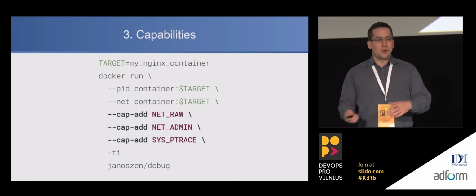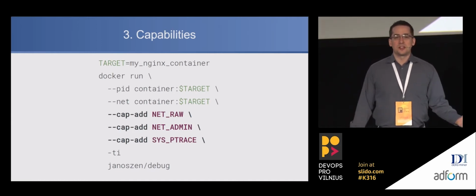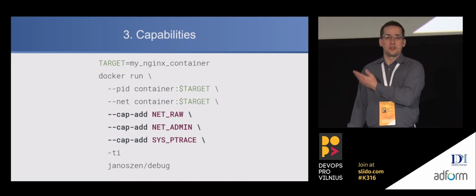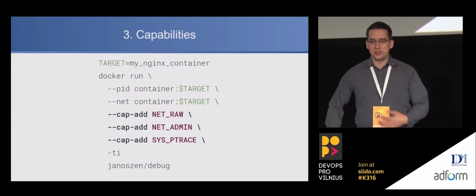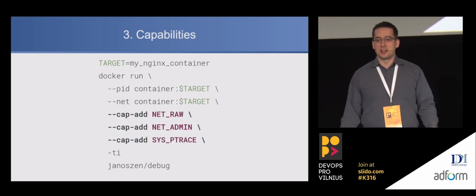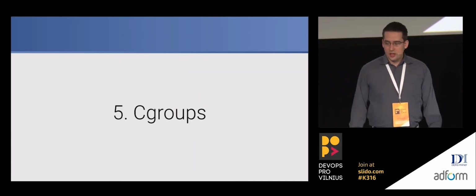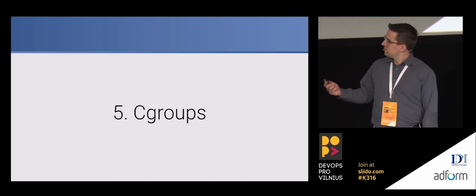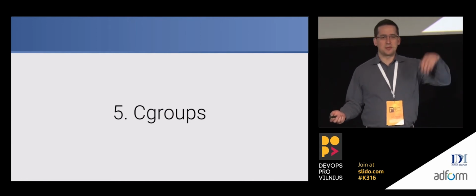So the reason why we need to know about this stuff is because it enables us to do our work better. If you use the namespaces and the capabilities, we suddenly have a debug container. So number 3, or actually number 5, counting... math. I was never good at math.